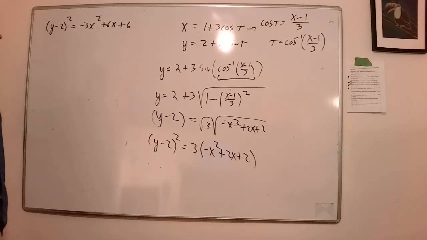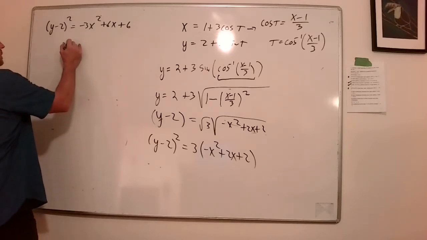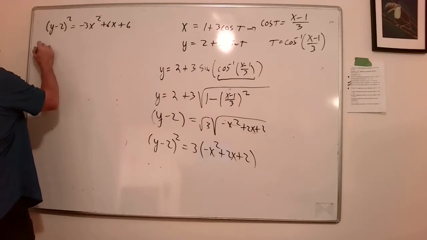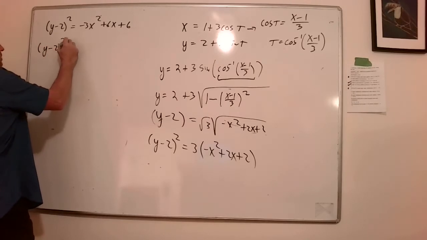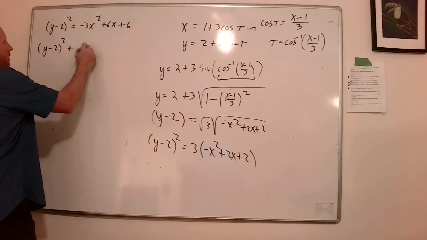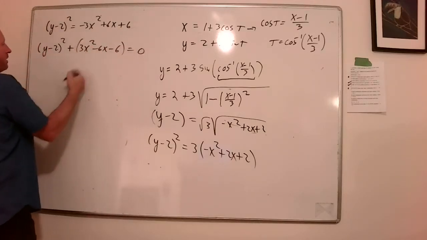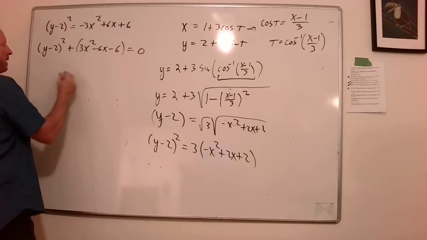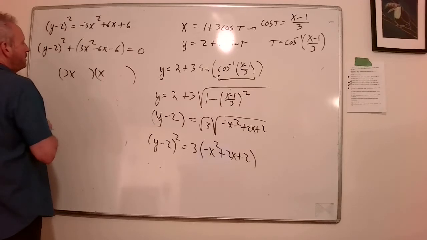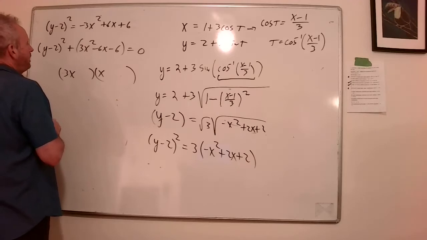We'll do a completing the square maneuver on it, because I'm not sure whether that's factorable or not. Matter of fact, let's write it like this. Y minus 2 squared plus 3x squared minus 6x minus 6 equals 0. We're going to try to factor that. So there's a little sort of timeout here. Let's see what we've got here. 3x, x. This does not look promising, does it?